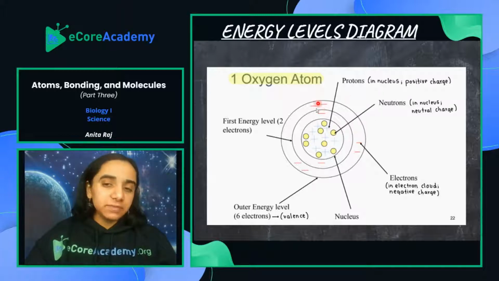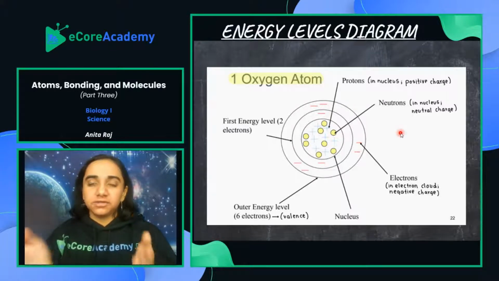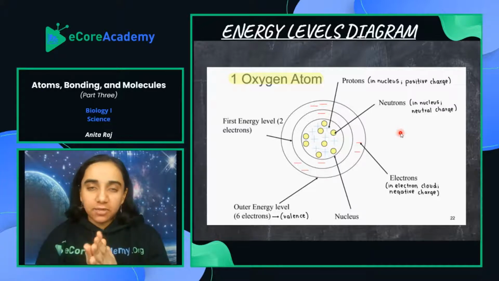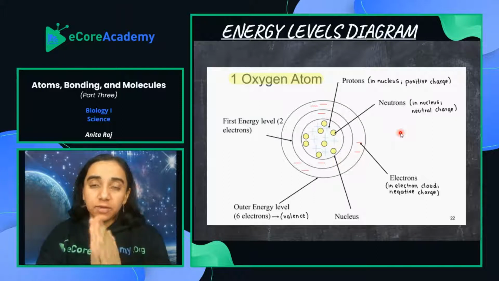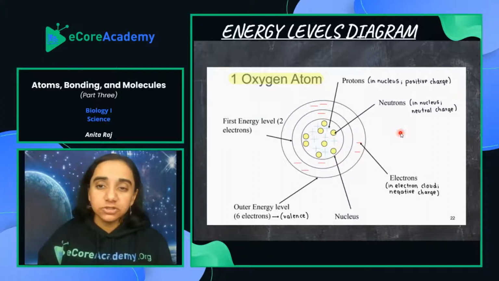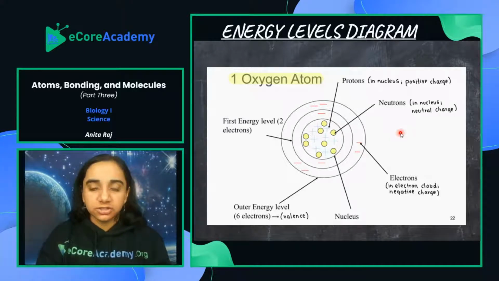So these balance each other out and make this a neutral atom, because if you have 8 plus charge and then 8 minus charge, if you add those together, it's like 8 minus 8. So if you have 8, and then you add negative 8, you'll end up getting 8 minus 8, and you'll get 0. So that's why it's a neutral atom. Typically, you'll find oxygen like this.